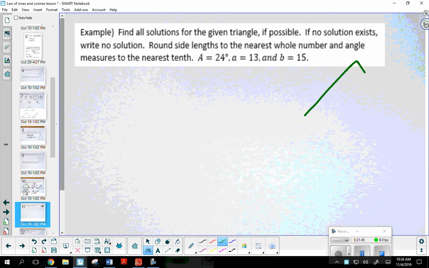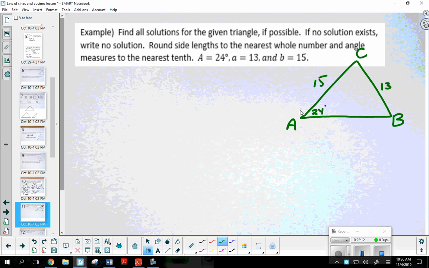So we're definitely going to have this larger triangle. Now they're giving me sides A and B, so I'm going to put A here. All right, so that means this is 24 degrees. The side opposite that is 13. And then because they're giving me side B, which is 15, this right here has to be angle B. And this would be angle C. Okay, just because of the information I was provided.